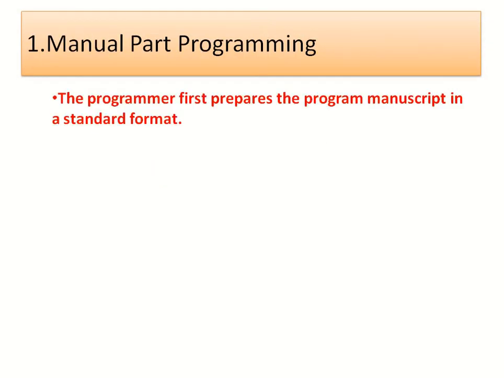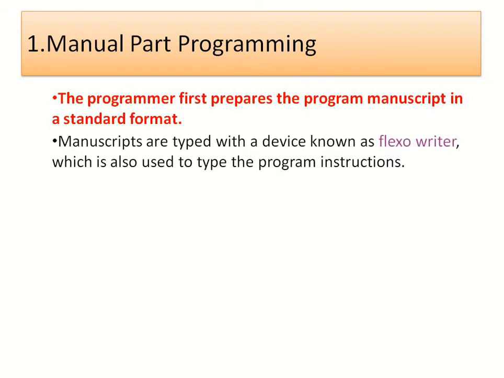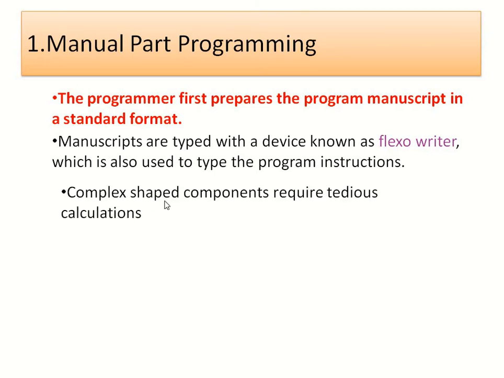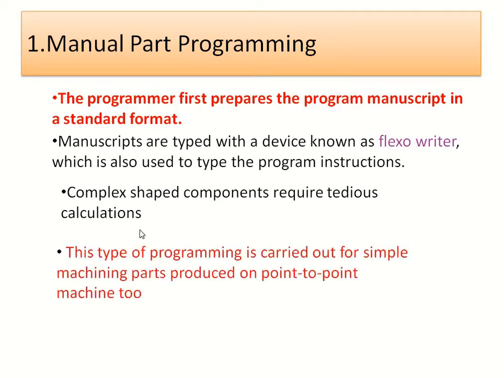Then manual part programming. First, the programmer prepares the part program manuscript in standard format. Then that manuscript is typed with the device known as a flexowriter, which is also used to type the program instructions, and complex shaped components require tedious calculations. This type of programming is carried out for simple machining parts produced on point-to-point machines.